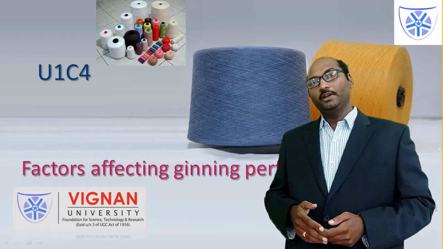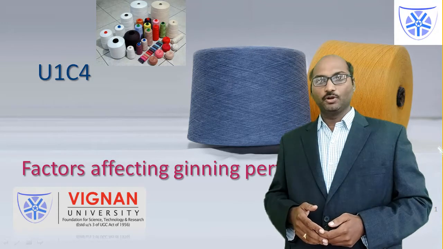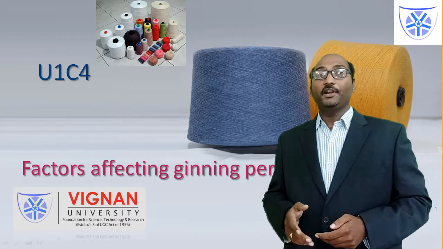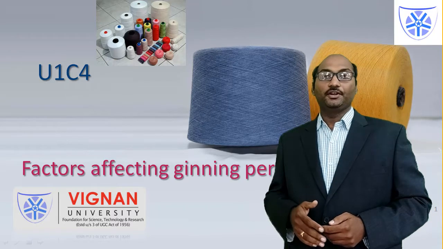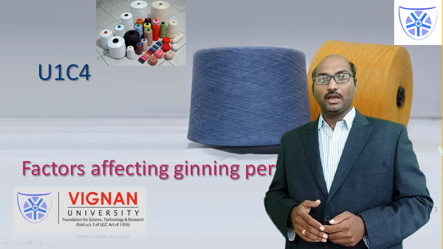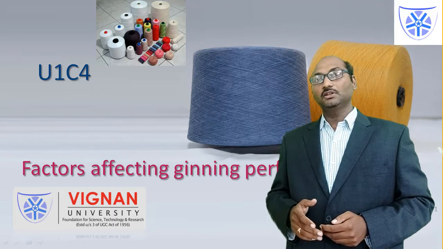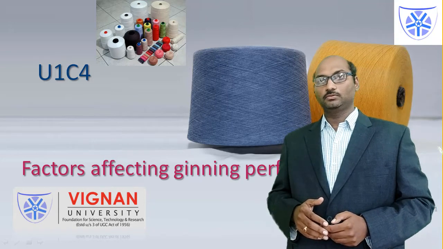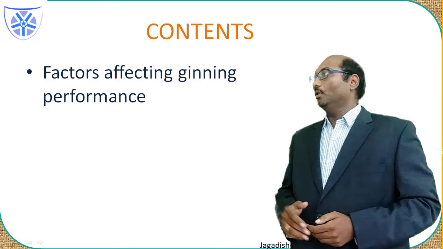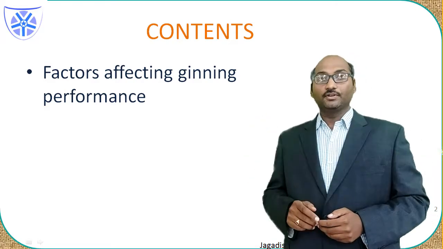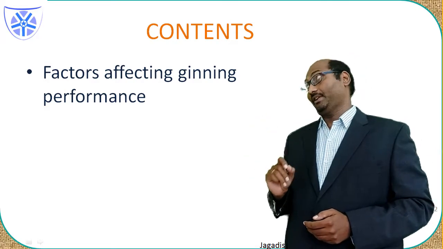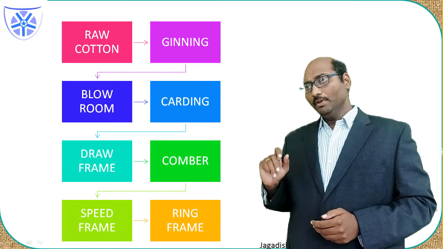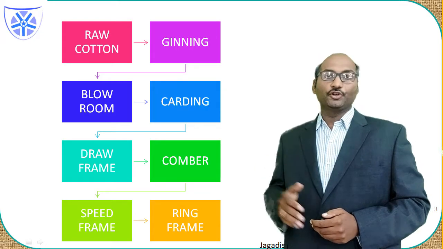Generally, out of 100 kg of kapas as input, only 35 to 40 kg will be obtained as useful lint. All the others will have applications somewhere else. So, in this class, we are going to discuss various factors affecting the ginning performance. The factors may be environmental or machine related.